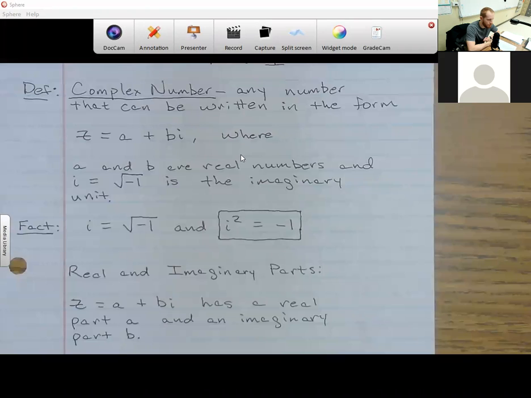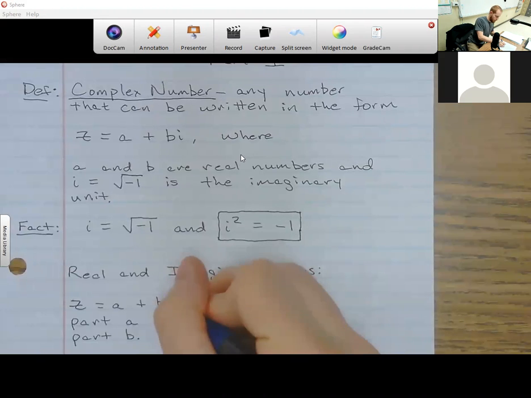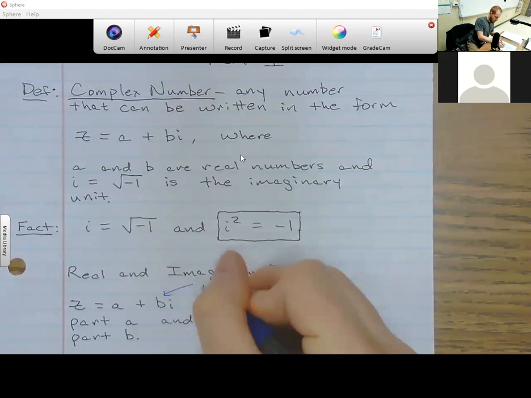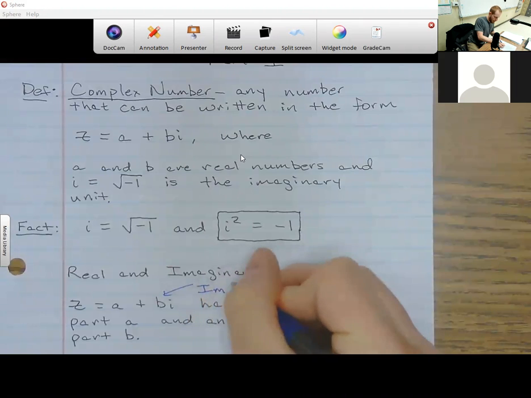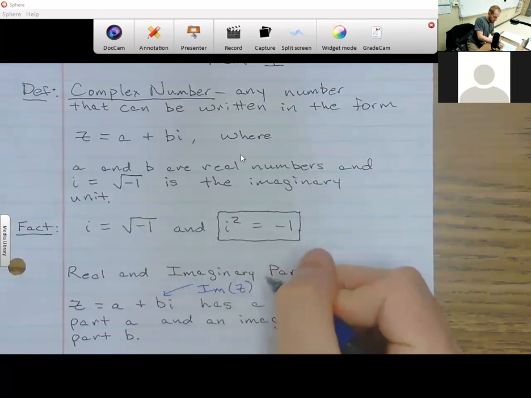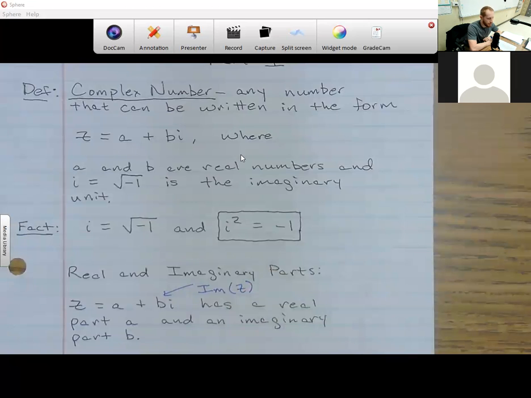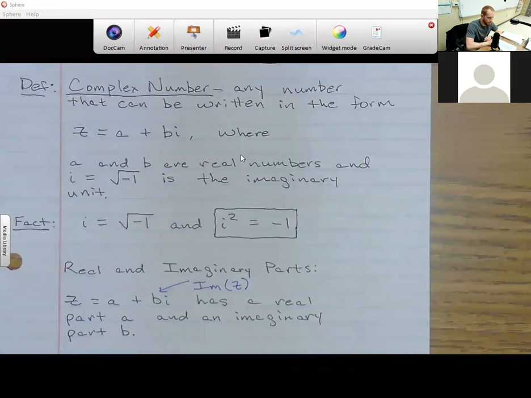So the real part is always going to be the a. Notice that the a is by itself over here. And then notice the imaginary part is b. And b is always attached to this i. That's how you know that the b is the imaginary part, okay? The imaginary part is always going to be attached to that i. So I'm going to draw an arrow to it, and I'm going to call it Im of z. Im just stands for imaginary part.